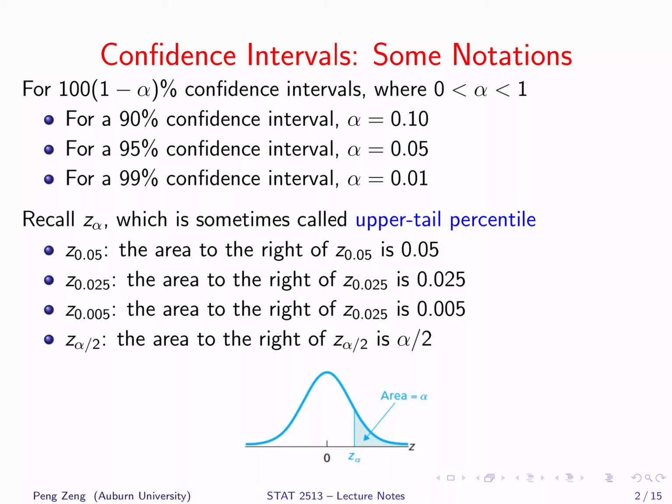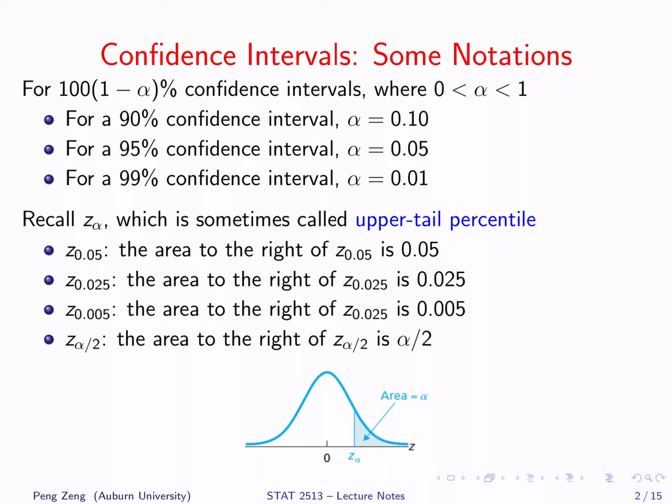Some notations first. When we discuss a general formula for confidence intervals, the confidence level is usually expressed as 100(1 minus alpha) percent. Here, alpha is a number between 0 and 1. For example, for a 90% confidence interval, alpha equals 0.1. For a 95% confidence interval, alpha equals 0.05. For a 99% confidence interval, alpha equals 0.01. We have discussed the notation Z alpha before.